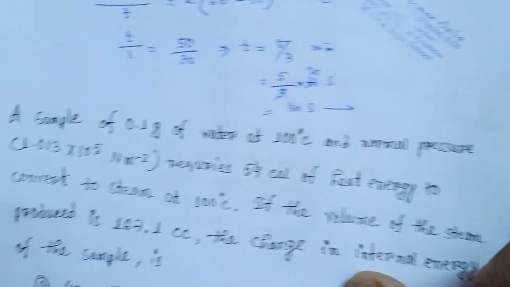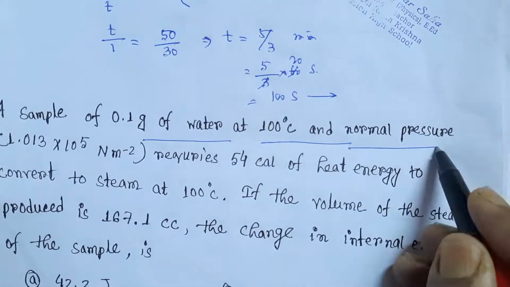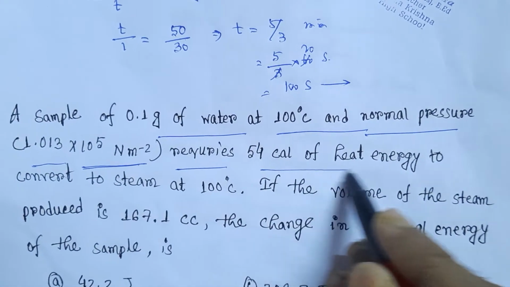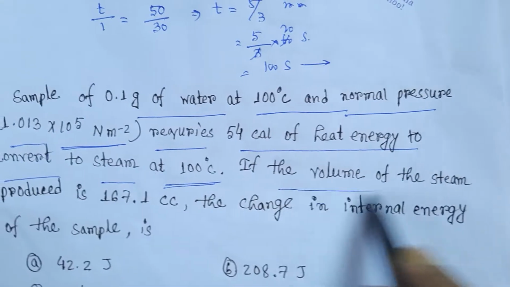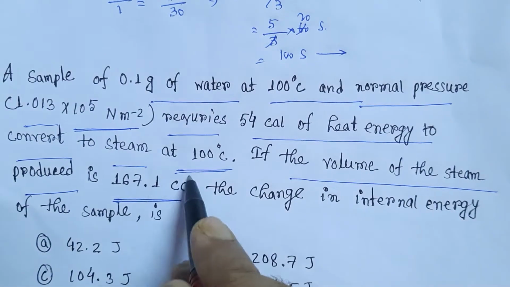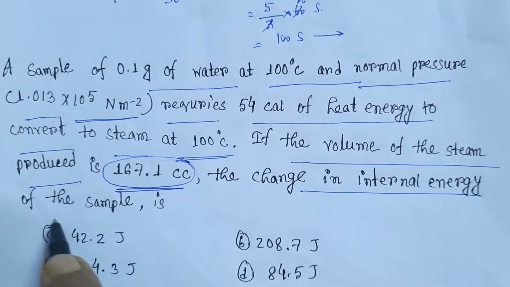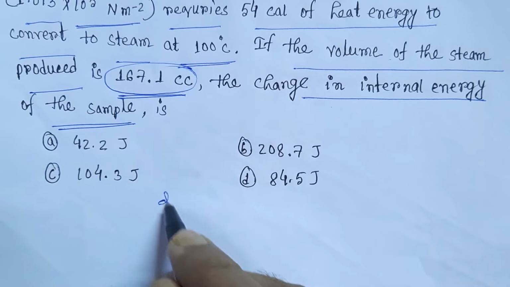Now we switch over to the next question, question number 6. What does it say? A sample of 0.1 gram of water at 100 degrees centigrade and normal pressure 1.013 into 10 to the 5 Newton per meter square requires 54 calorie of heat energy to convert to steam at 100 degrees centigrade. The volume of steam produced is 167.1 cc. The change in internal energy? From the first law of thermodynamics, we know that the heat is actually used in two ways.